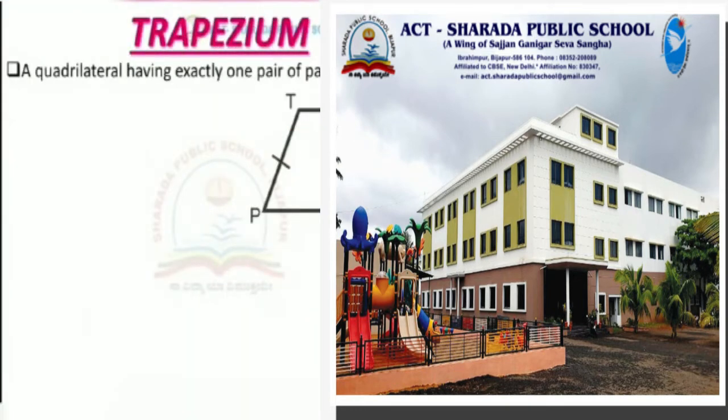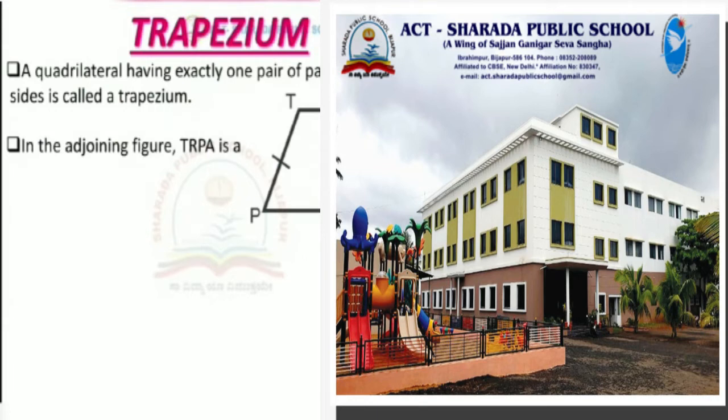Trapezium. A quadrilateral having exactly one pair of parallel sides is called a trapezium. In the given figure, you can see TRPA is a quadrilateral in which TR is parallel to PA. So TRPA is a trapezium.